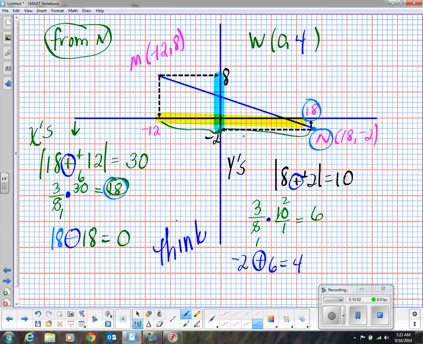So it's all about if you move up, it's add. If you move down, it's subtract. If you move right, it's add. If you move left, it's subtract. So now, what you want to do is go to 0, go up 4, and it should fall on your segment. If it does not, then you know you goofed and made mistakes.